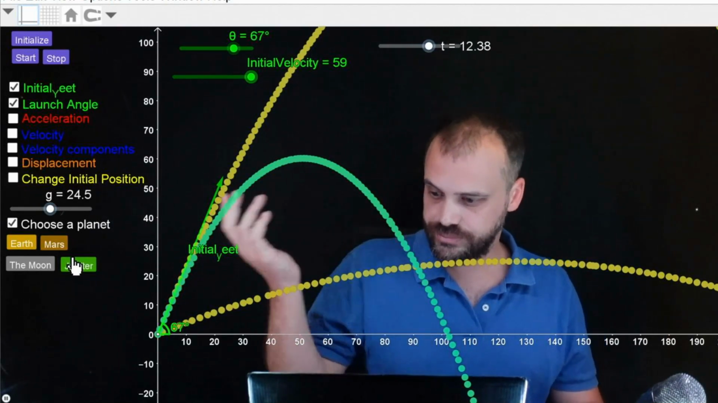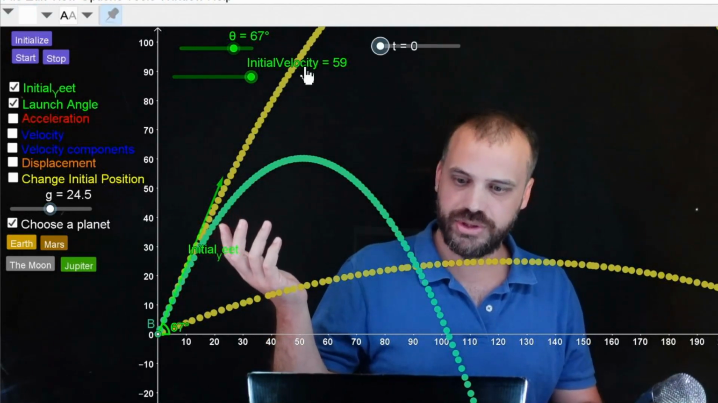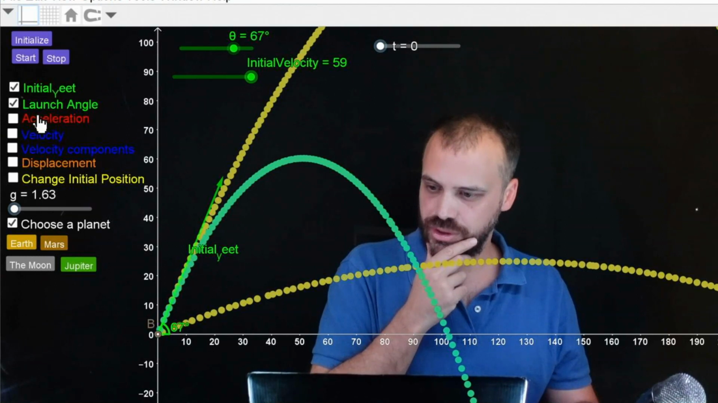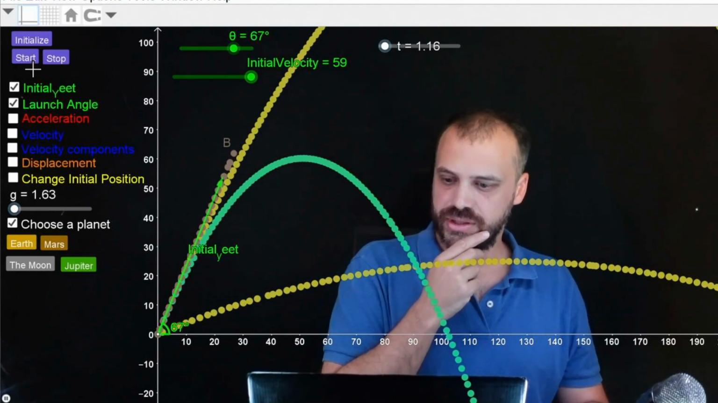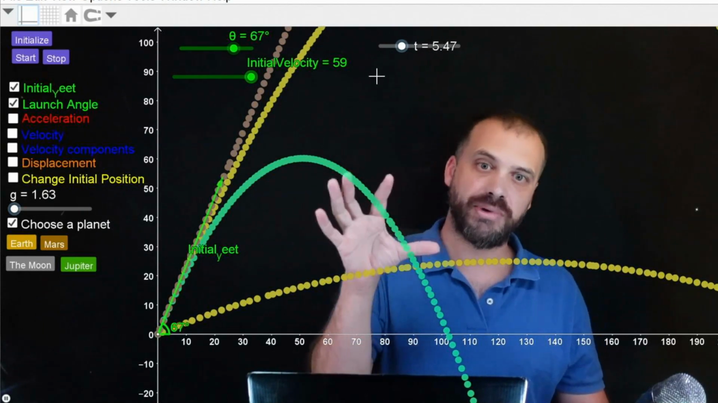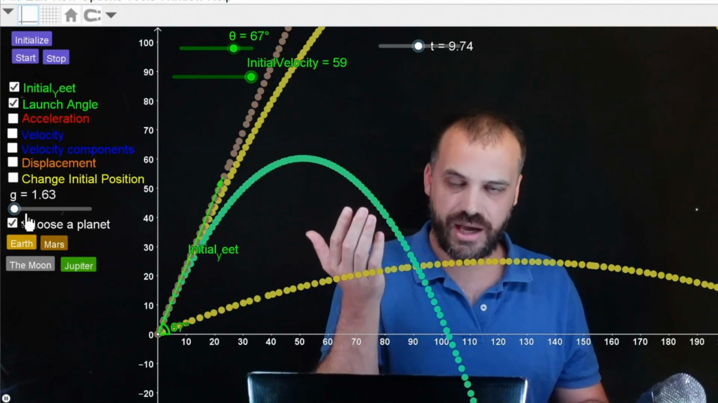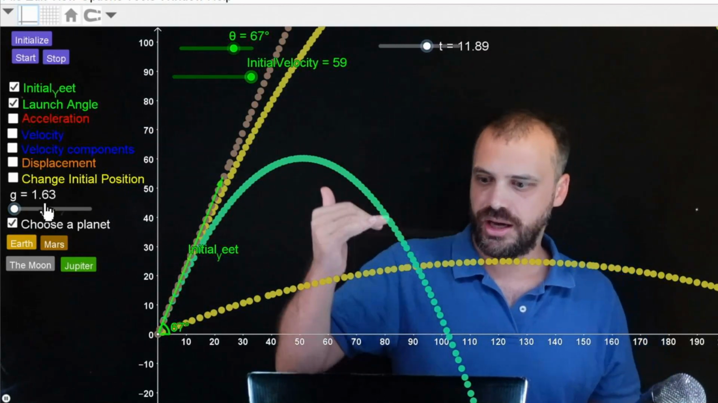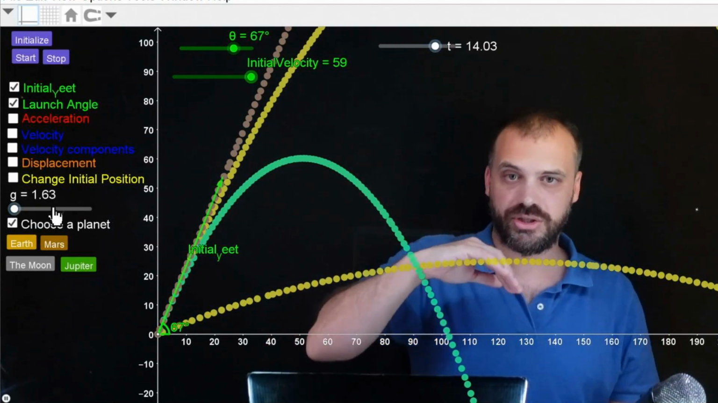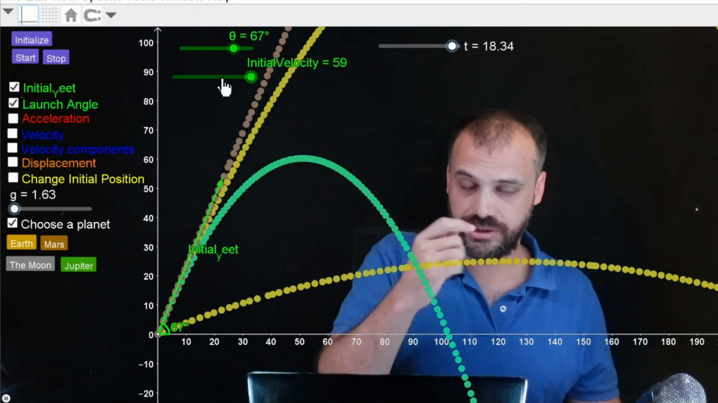If we were to stop that and go to the moon, you can see, whoa, we're really taken off there. And that's going to go much, much further than when we were on Earth. It's this gravity value that's going to change what happens to our projectile given the same initial angle and velocity.